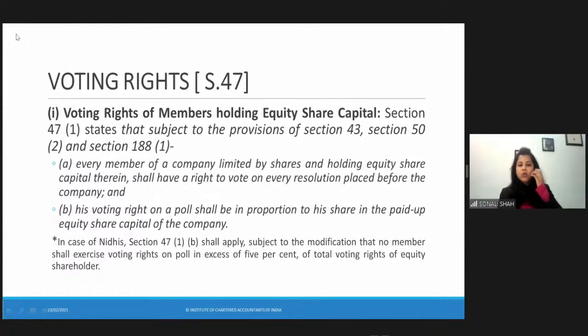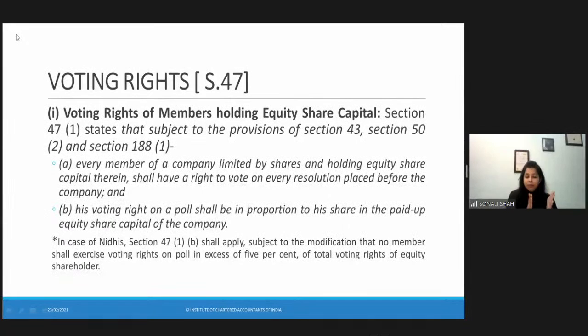Now, coming to the voting rights. This is the next section that we pick up where we talk about the voting rights. However, before we proceed on the voting rights, I will briefly tell you about the difference between preference and equity share, because this is one area where students often ask questions to me.